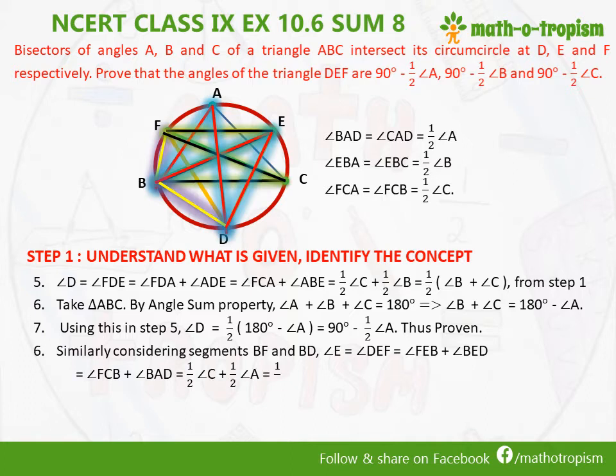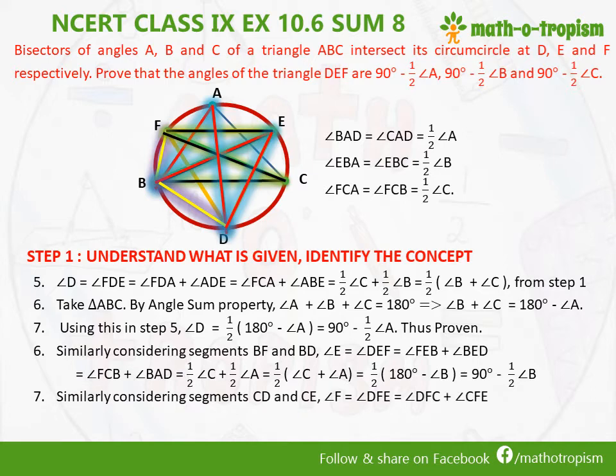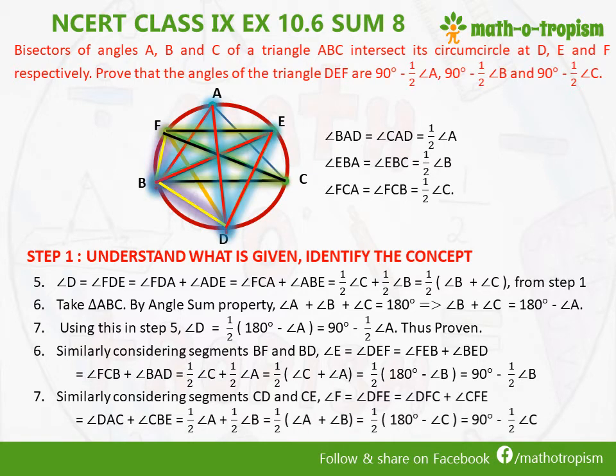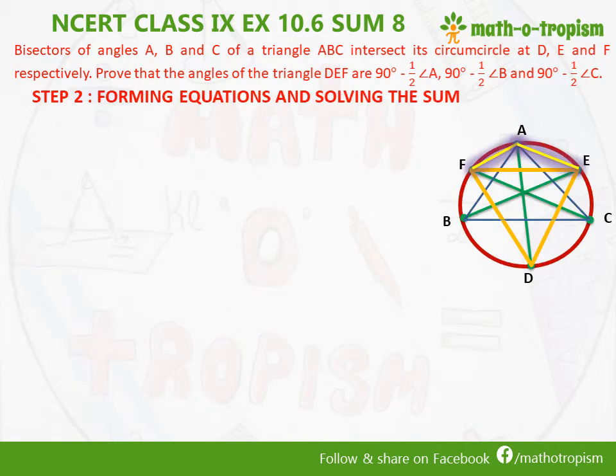So this becomes half of angle C plus angle A, which is equal to half of 180 minus angle B by the angle sum property. So it becomes 90 degrees minus half of angle B. And similarly for angle F also, we can prove it in terms of angle C. So this is how we can prove that all the angles in the triangle are in terms of the angles in the triangle ABC. Equations and solving the sum.